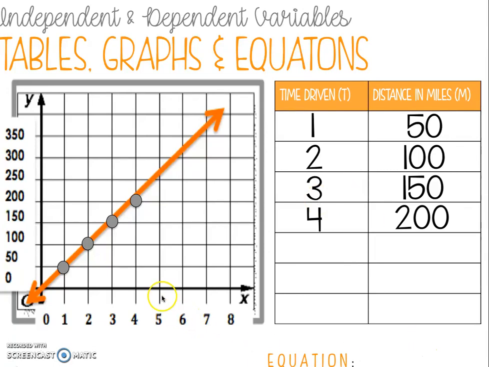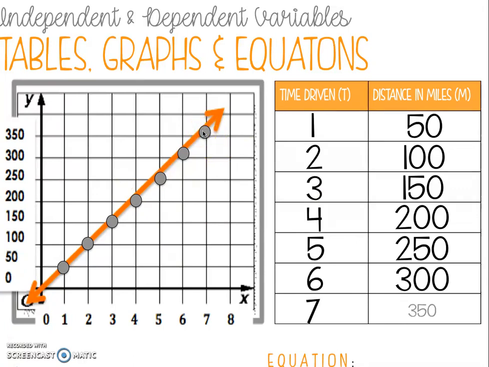When we have 5 hours, we can travel 250 miles. So back in our table, we're going to have 5 hours is 250 miles. Now we keep going throughout our table. We have 6 and 300, so 6 hours, 300 miles, and then 7 and 350, 350 miles. So now what we actually have to do is write our equation.